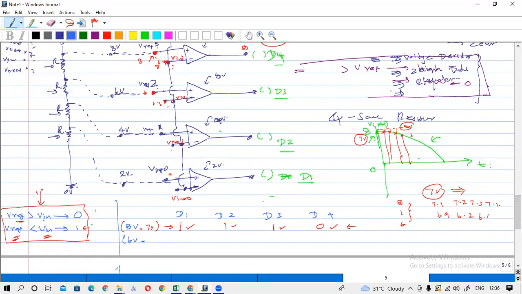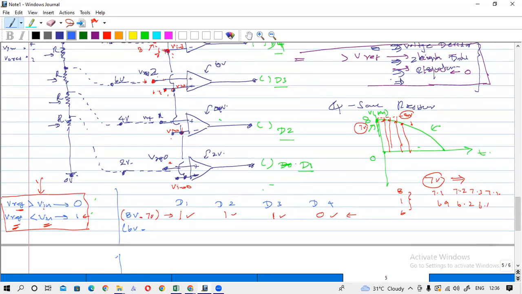Definitely D0 will be 0 because V in is less than the reference voltage. Reference voltage is 8 and input voltage is 6. And for the third comparator D3, V ref is 6 and the input is also 6. So you don't have a voltage difference and you will get a 0 there also.